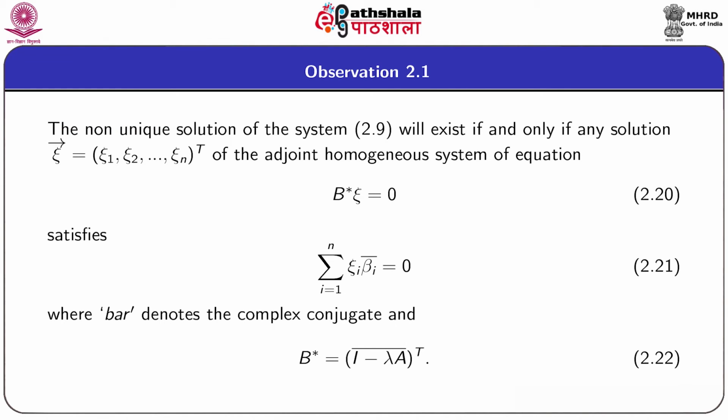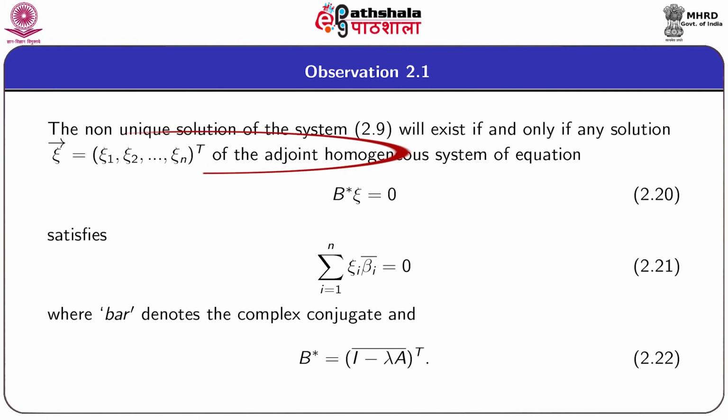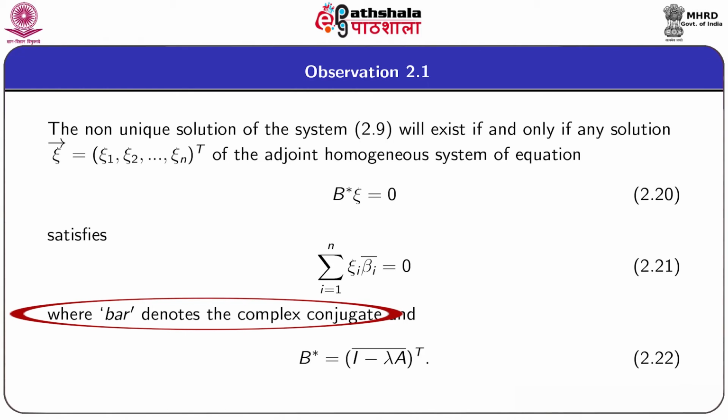The non-unique solution of the system of linear equation 2.9 will exist if and only if any solution given by the xi vector of adjoint homogeneous system of equation given by equation 2.20 satisfies equation 2.21. Here bar denotes the complex conjugate, that means beta I bar is the complex conjugate of the known function beta I, and the matrix B star is given by I minus lambda A bar transpose as given by equation 2.22.